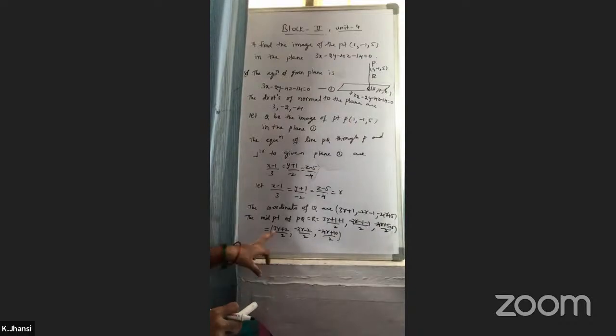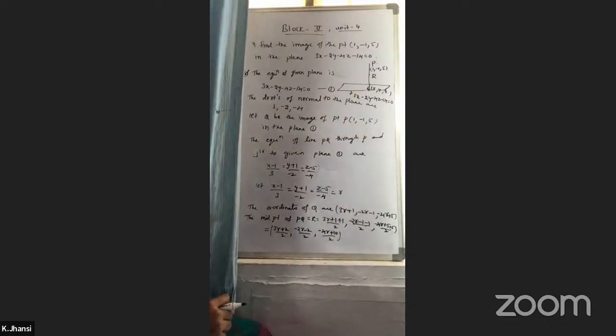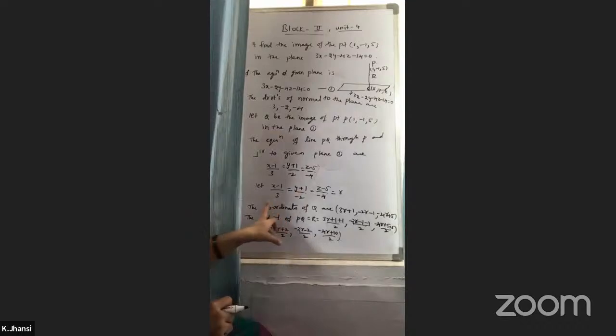So now the main aim here is to find the r value. Whatever the r value is there, substitute that r value in the plane. Then you will get the small r value. If you substitute the small r value in Q, then you will get the image of point P.